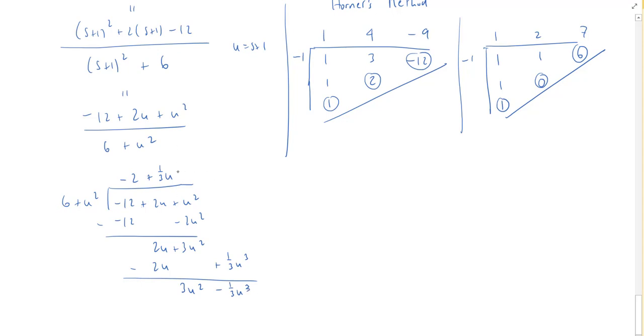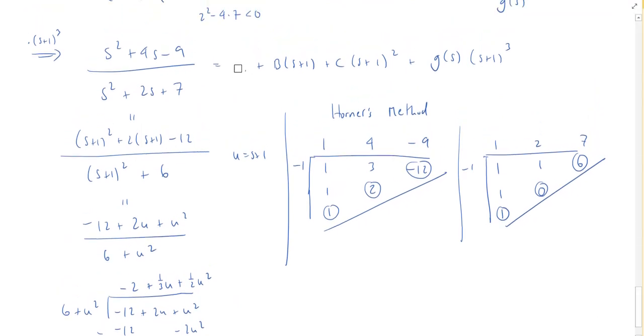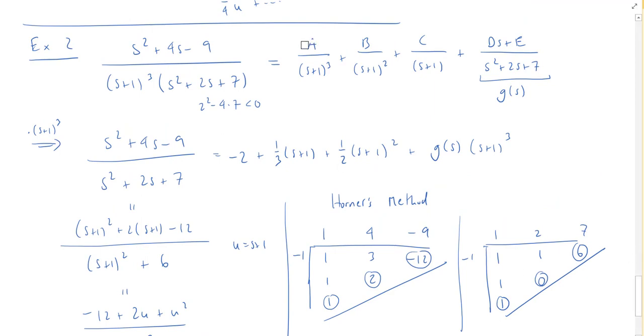6 times what is 3u squared? That'll be a half u squared. Okay, and that's enough. So our coefficients are going to be negative 2, a third, and a half. So we head back up. There we go. We had negative 2, a third, and 1/2. So we can put that into our original expansion. And you see, I'm putting more stuff down than you'd have to. Like, we didn't need to replace it over here. We just write it down once.